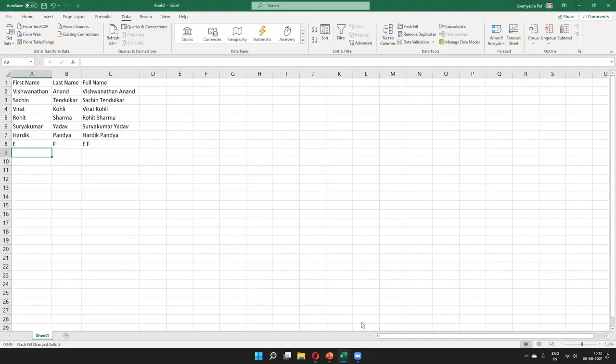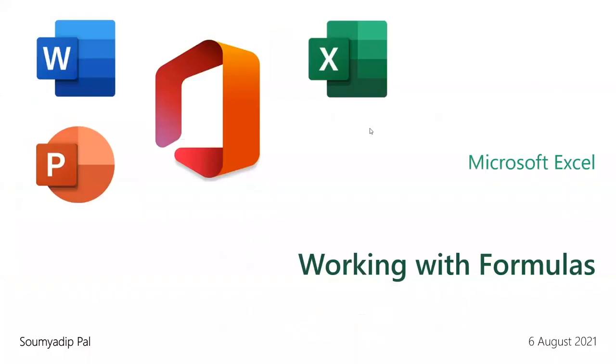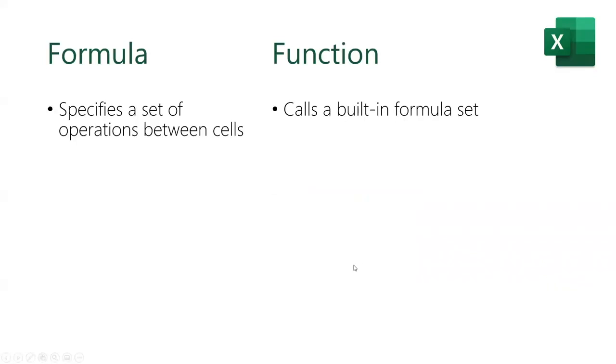Let's move on with our session today. To start with, there are two different terms, like I was saying. There is something called a formula, and then there is something called a function. We'll have to first understand what we mean by a formula and what we mean by a function. Very simply speaking, a formula specifies a set of operations between the cells.